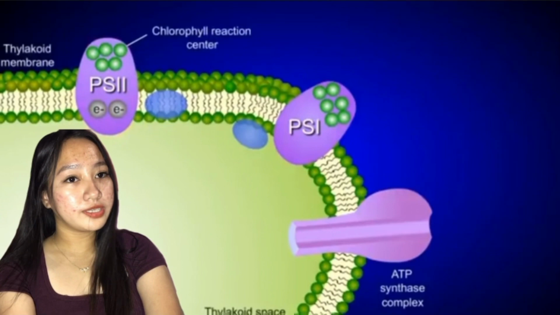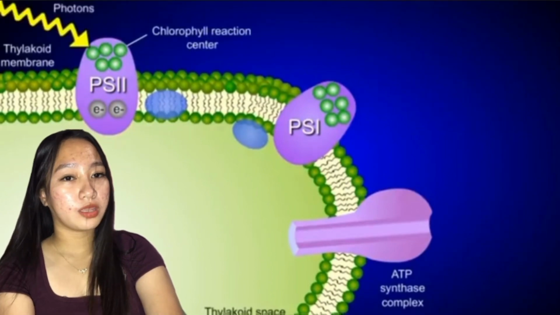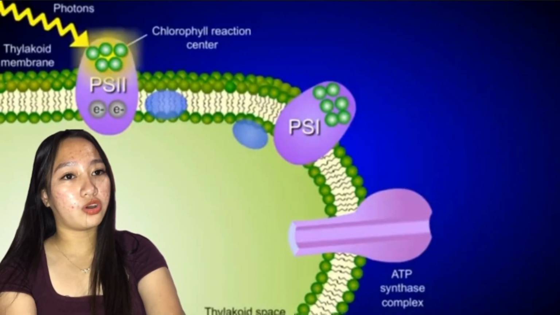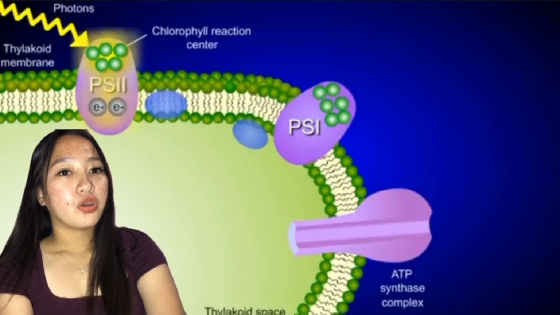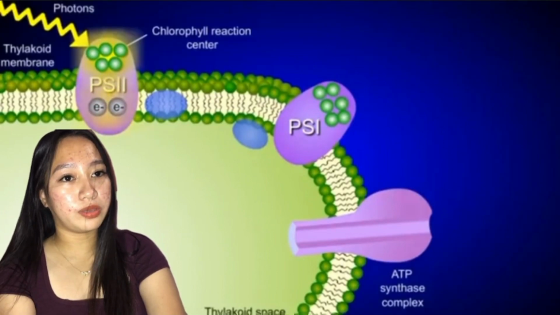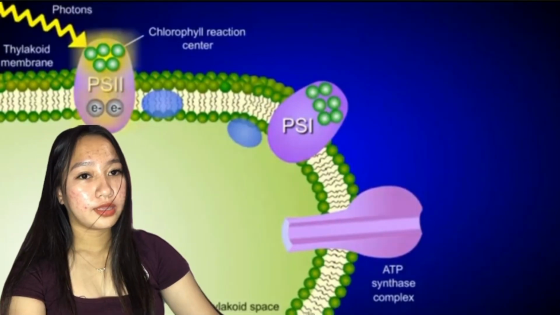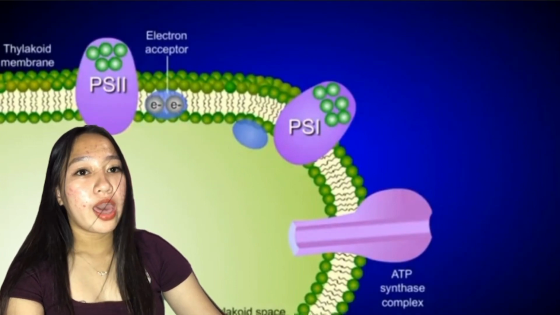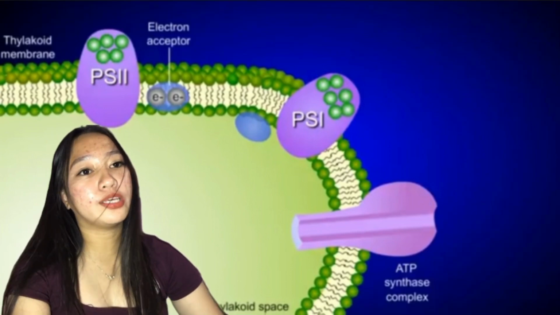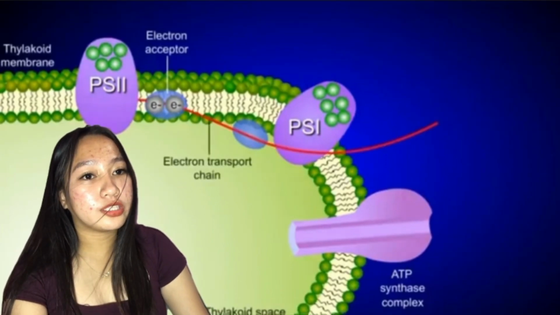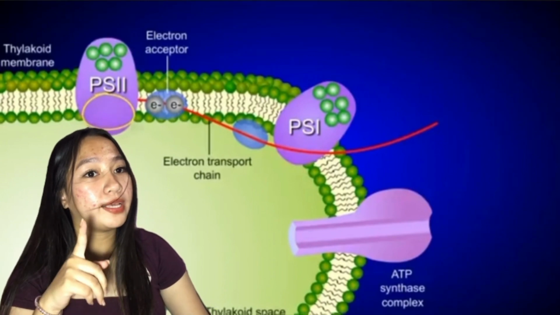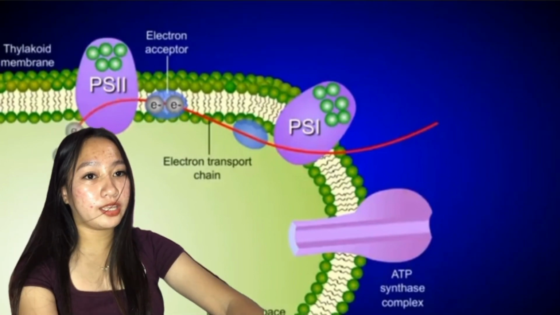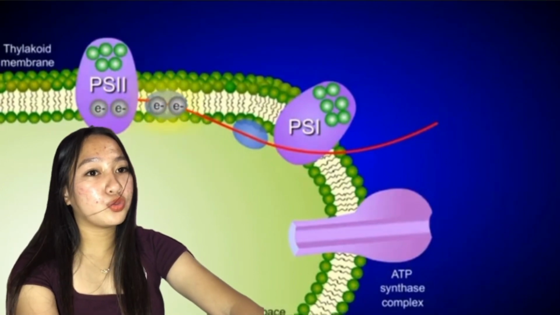The first thing that happens is that photosystem 2 receives photons, or light energy. The light energy is transferred to a chlorophyll reaction center, causing electrons in the reaction center to become energized. The electrons become so energized that they escape photosystem 2 and move to a nearby electron acceptor molecule, located in the electron transport chain. Meanwhile, to replace the electrons leaving photosystem 2, water is split, releasing oxygen, 2 hydrogen ions, and 2 electrons.